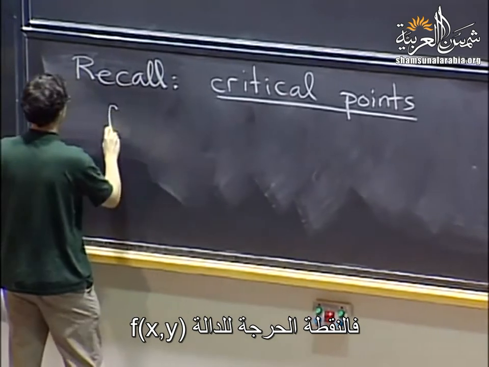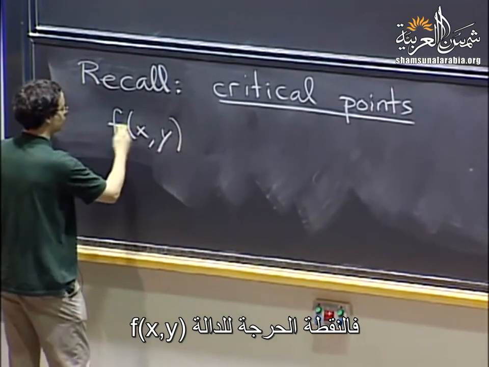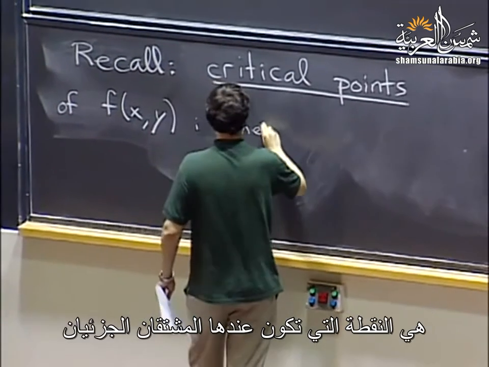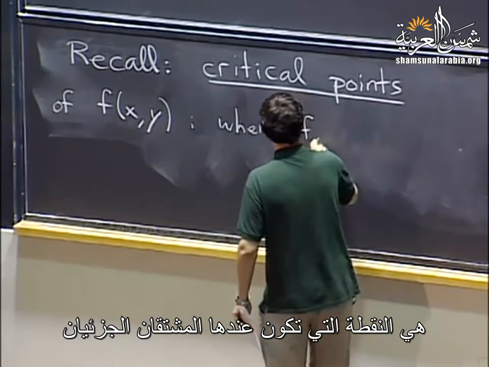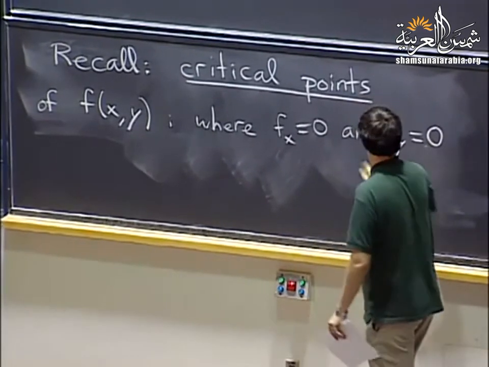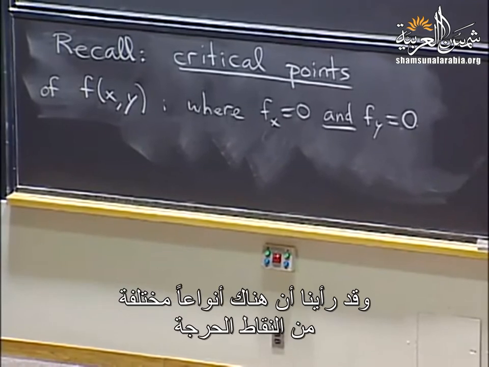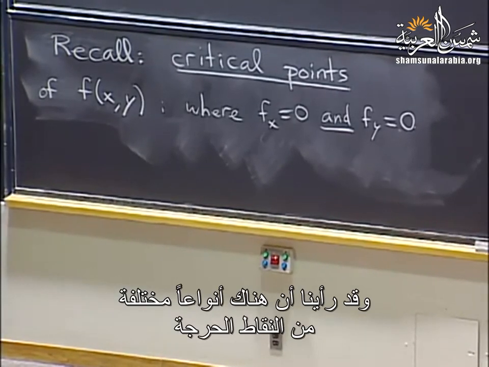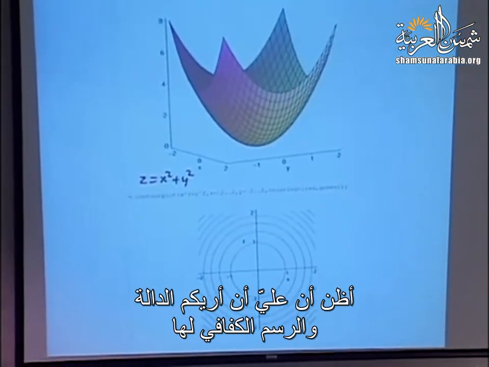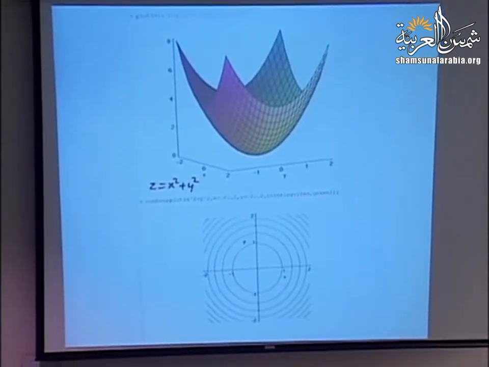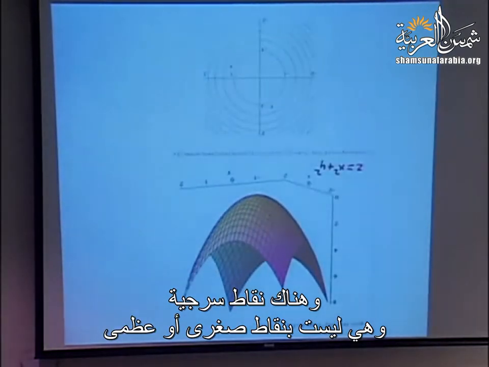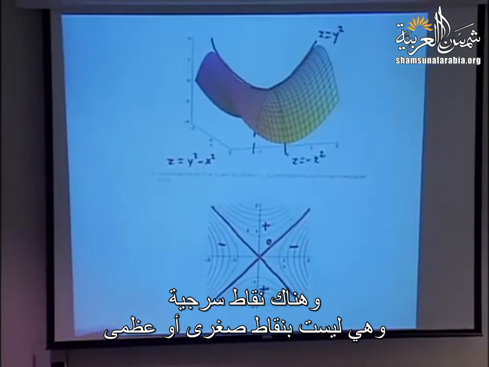And so a critical point of a function, say, of two variables x and y, that's a point where the partial derivatives are both 0. And we've seen that there's various kinds of critical points. There's local minima. So maybe I should show the function and its contour plot. There's local maxima, which are like that, and there's saddle points, which are neither minima nor maxima.